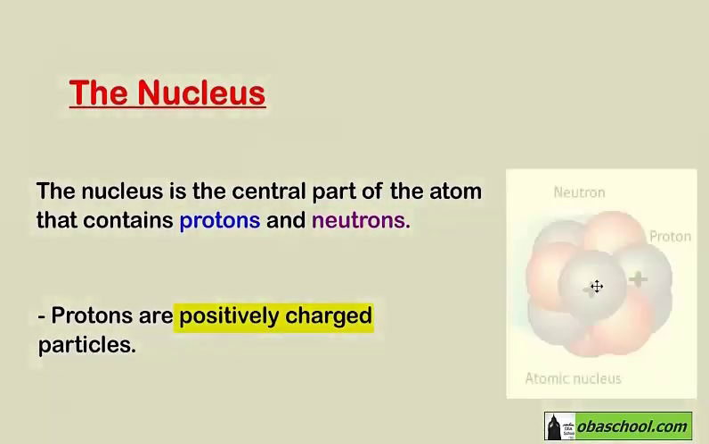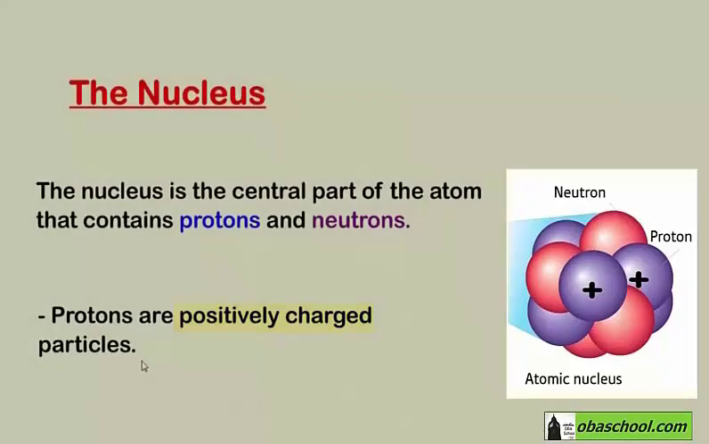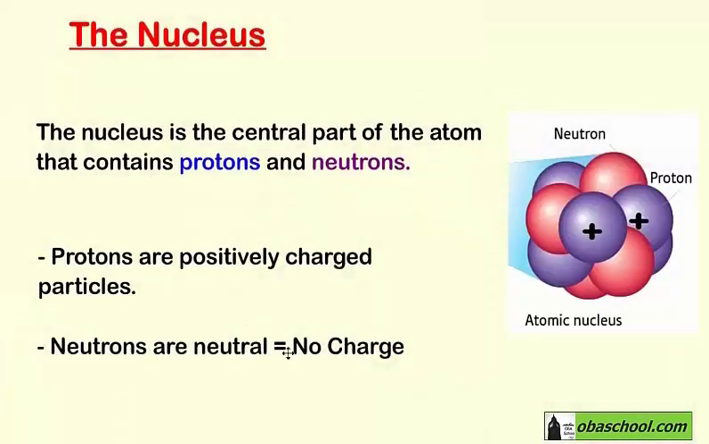Protons are positively charged particles. Let's consider the figure of this nucleus. You can see the protons and the positive charges in it. Neutrons are neutral. You can see no charges on it. When we say neutral, this means that no charge. There is neither positive nor negative charges on the neutron. Check here, the nucleus also contains the neutrons.